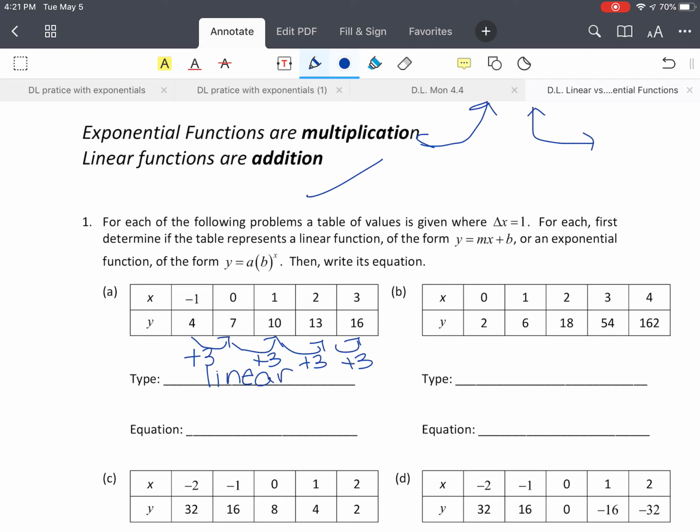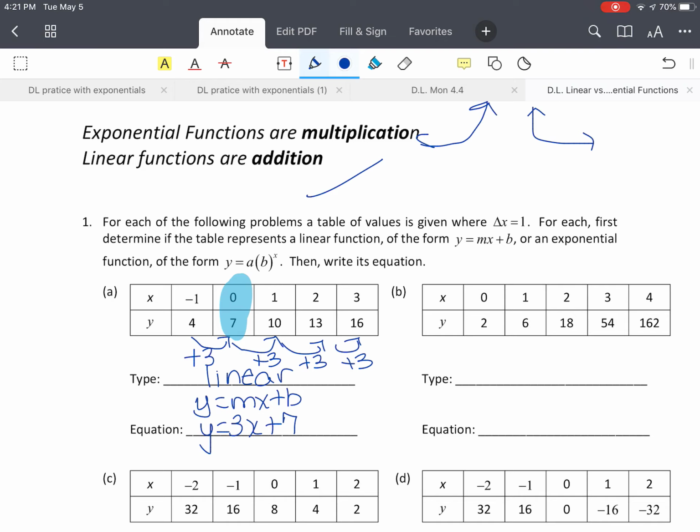Okay, and they want an equation here. We know that linear equations are y equals mx plus b, where m is the slope, that's the 3, and b is the y-intercept. That's the value when x is 0. So y equals 3x plus 7.